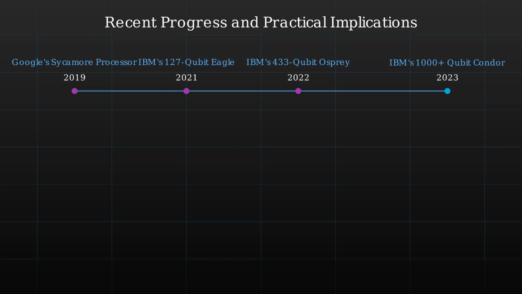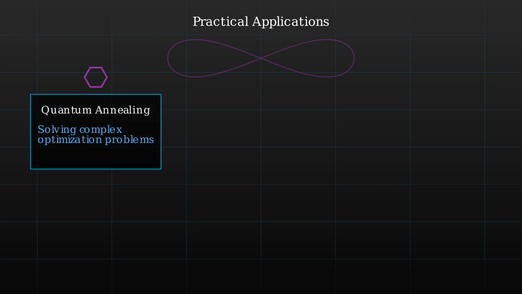By 2023, IBM unveiled their Condor processor, breaking the 1,000-qubit barrier. This progress has led to practical applications across several domains. Quantum annealing techniques developed by companies like D-Wave are solving complex optimization problems from logistics to traffic flow.